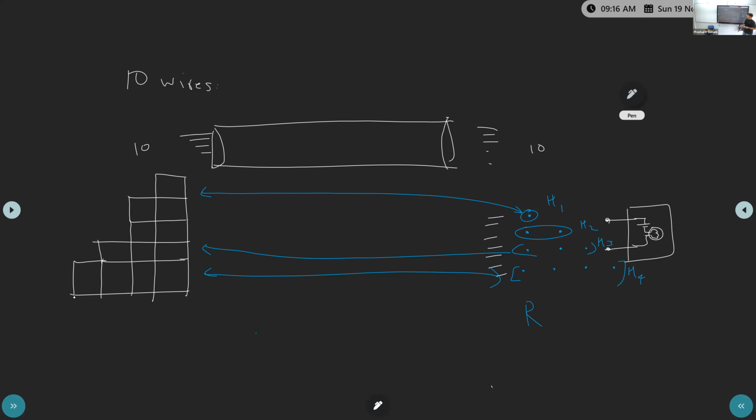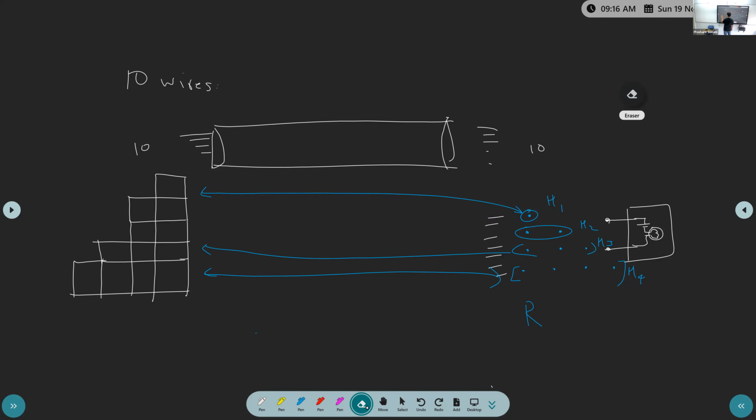Do you see this grid? Oh, I made a mistake. It's double height.